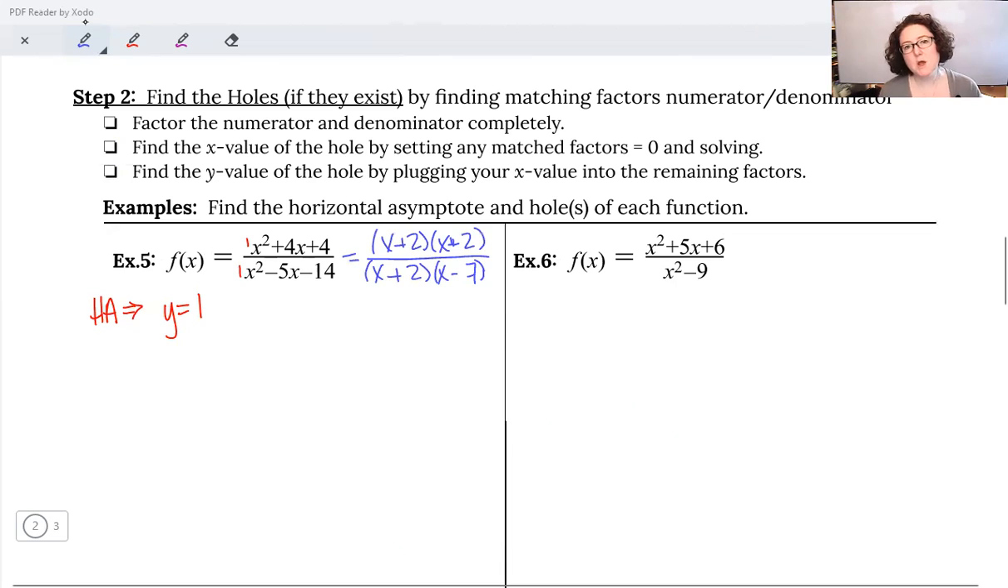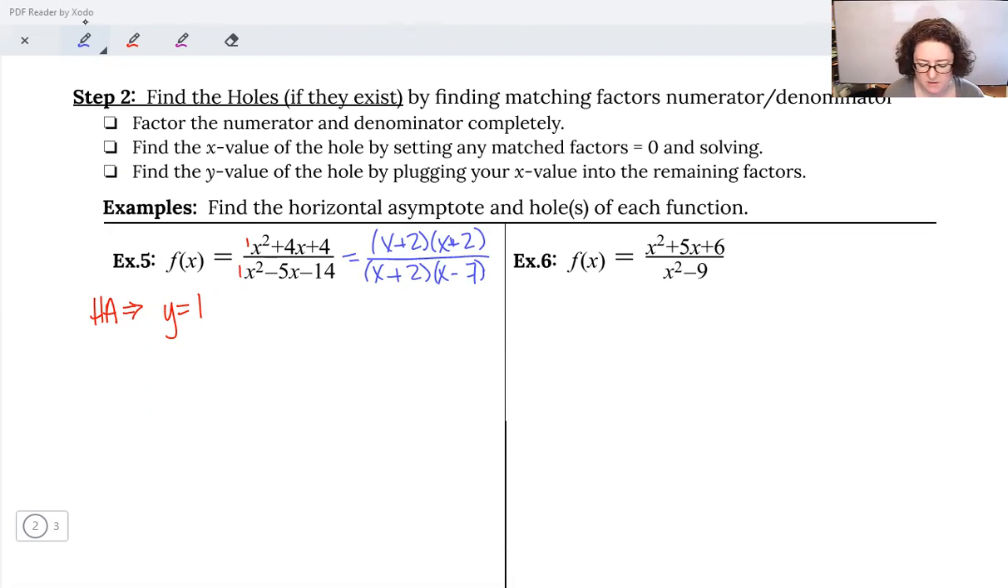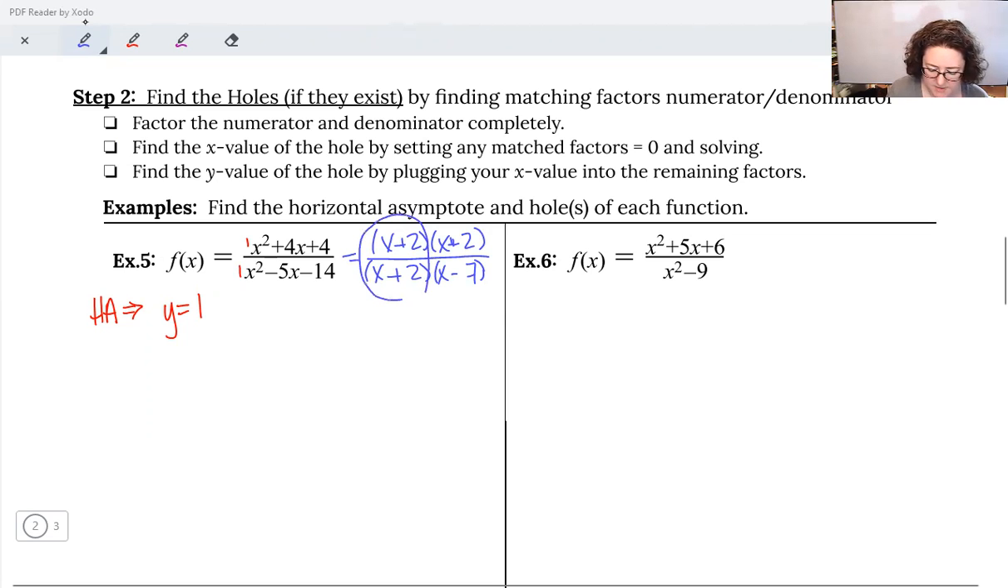And so you'll notice we have a common factor, x plus 2, in the numerator and denominator. So when that happens, that's when we're going to have a hole. So our hole we can find by just setting that factor equal to 0 and solving for x.